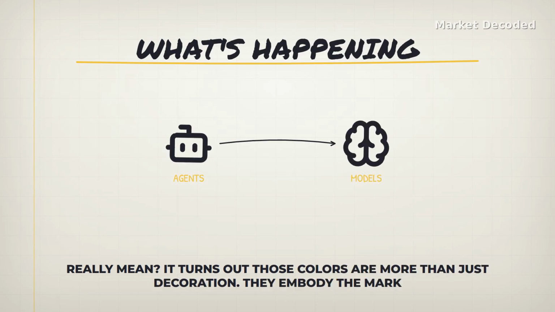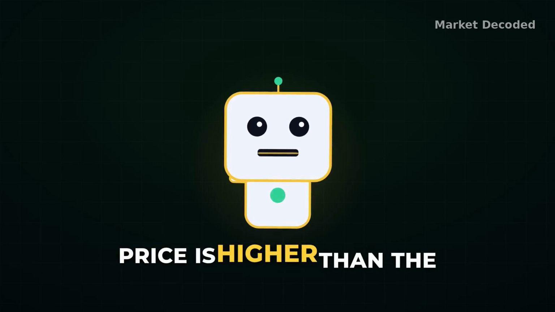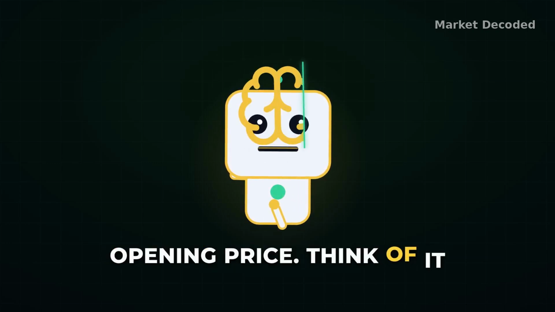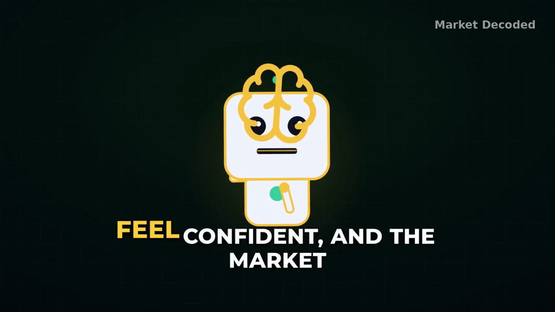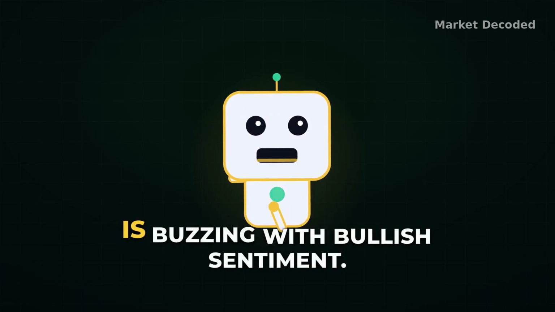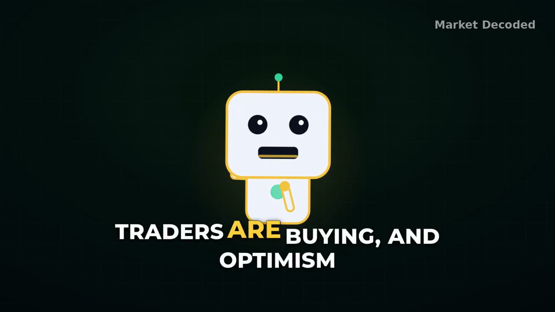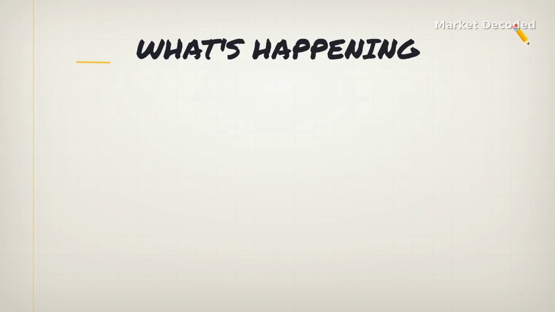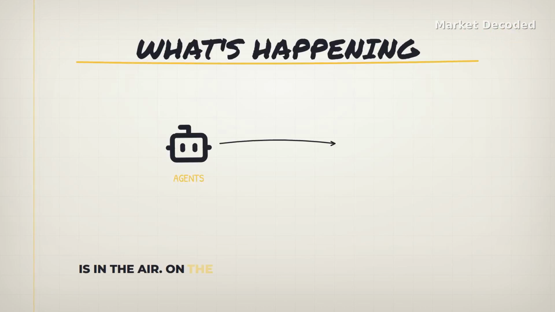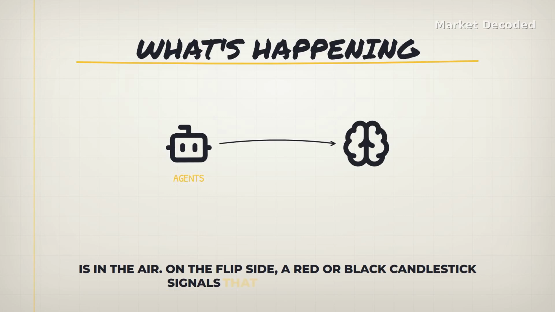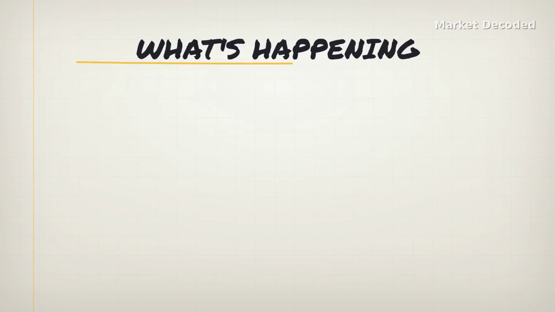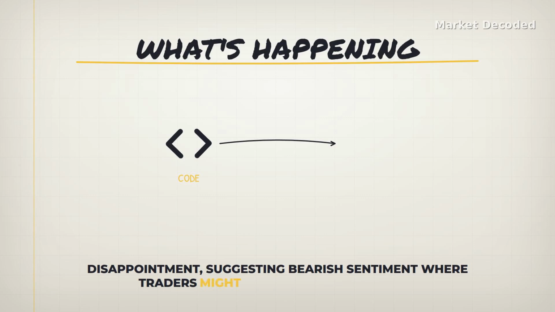When you see a green or white candlestick, it usually signifies that the closing price is higher than the opening price. Think of it like a happy face. People feel confident, and the market is buzzing with bullish sentiment. Traders are buying, and optimism is in the air. On the flip side, a red or black candlestick signals that the market has closed lower than it opened. Imagine a frown. It reflects uncertainty or disappointment, suggesting bearish sentiment where traders might be selling off assets.